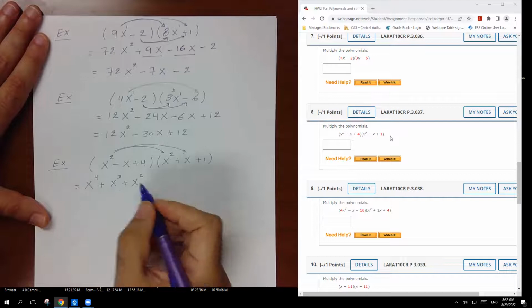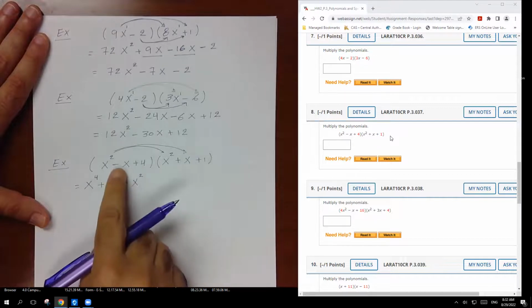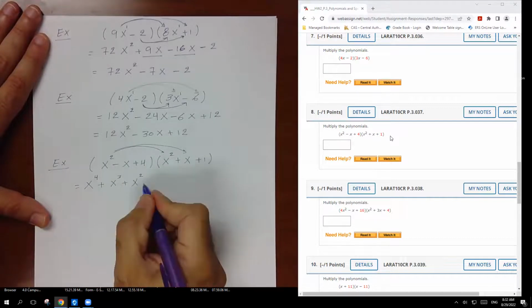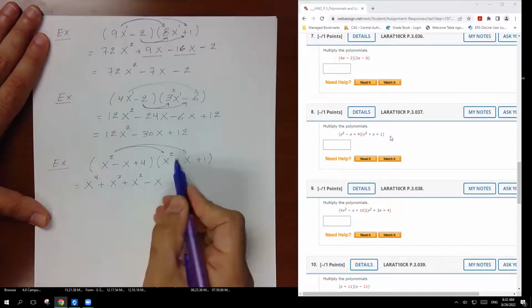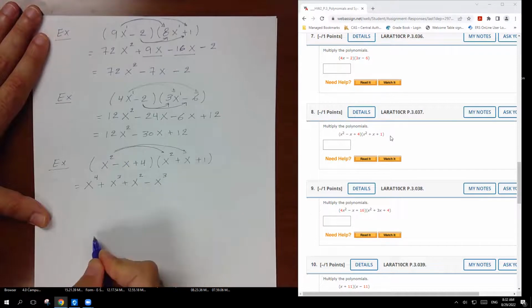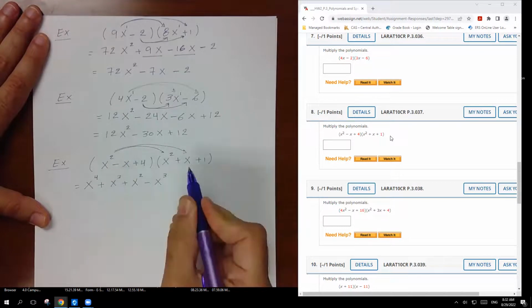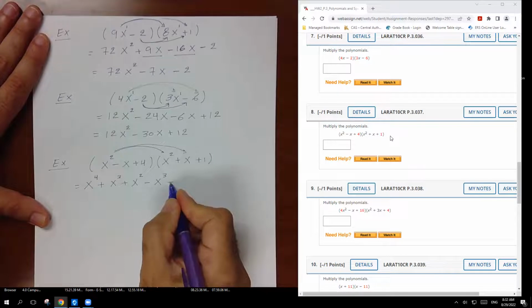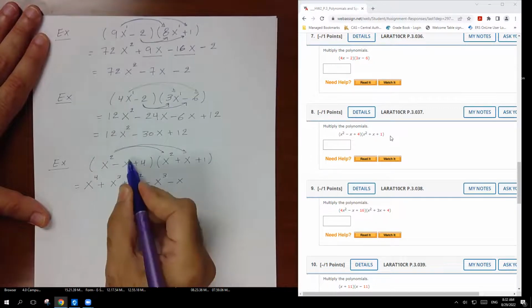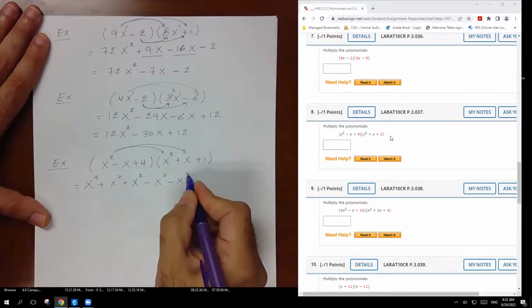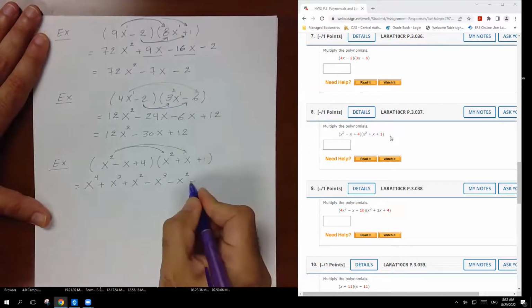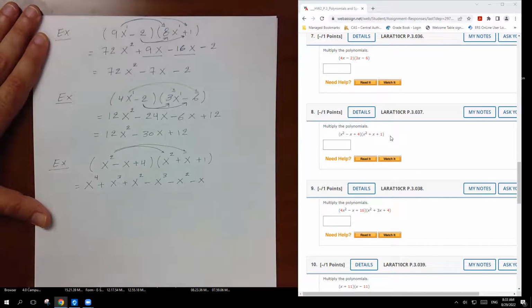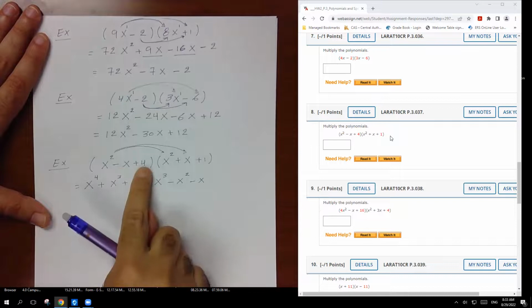Let's keep going. Now with the second one, negative x times x squared is going to be negative x cubed. 1 plus 2 is going to be 3. Now negative x times positive x, so it's going to be negative x squared. 1 plus 1 is going to be 2. Negative x times 1 is going to be negative x. We're done with the second one.